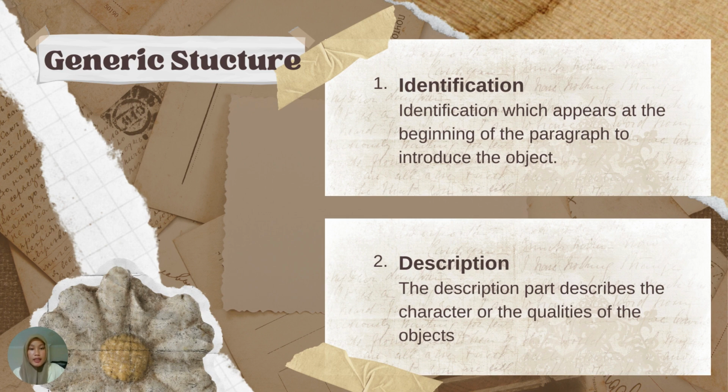And the second one is description. The description part describes the character or the qualities of the object. The description part tells about each section or feature of the object. Description begins with the explanation of the general physical appearance to the unique specification, quality, and the habit of the human, animal, or thing explained.